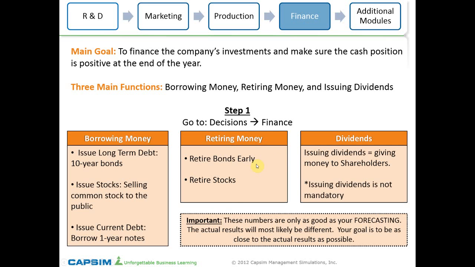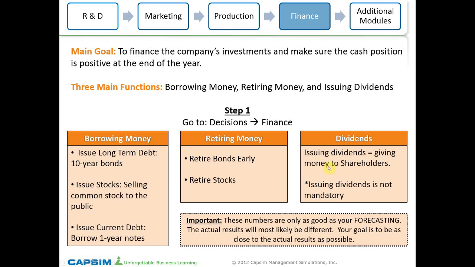You can also retire bonds early or pay them off, if you end up with excess cash, which probably won't be a problem early in the game. You can also retire stock, meaning that you can buy back stock. That's the opposite of selling stock. When I buy back stock, I reduce the shares outstanding and increase my earnings per share. When I buy back or retire stock, I reduce my equity and increase my return on equity. Again, things to keep in mind.